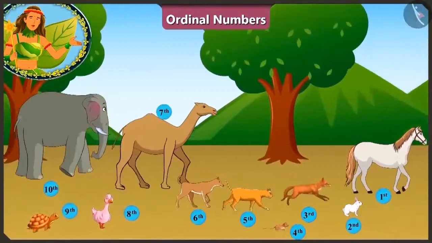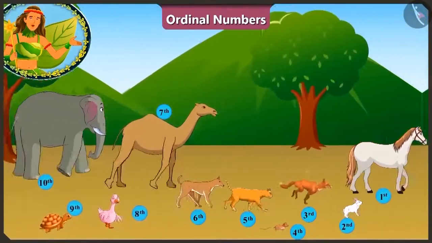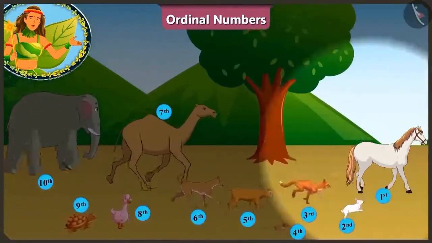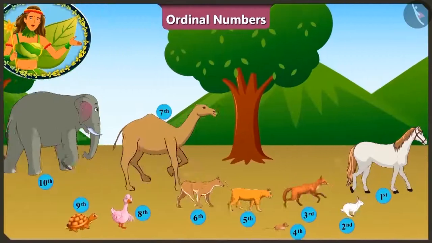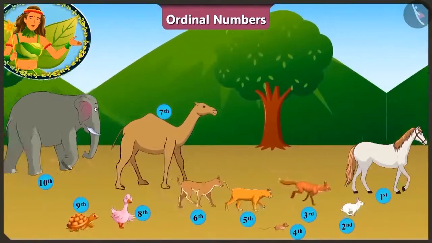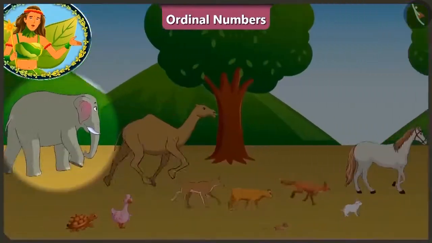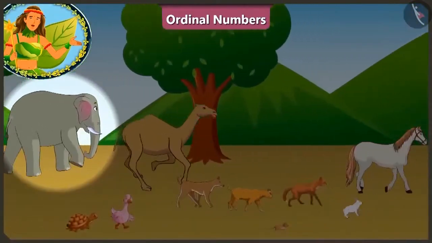Hey, what is this? The horse has overtaken the rabbit. Now the horse is running at the first position. Who is at the last position? Oh, that's the elephant. Let's see. The elephant looks very tired.